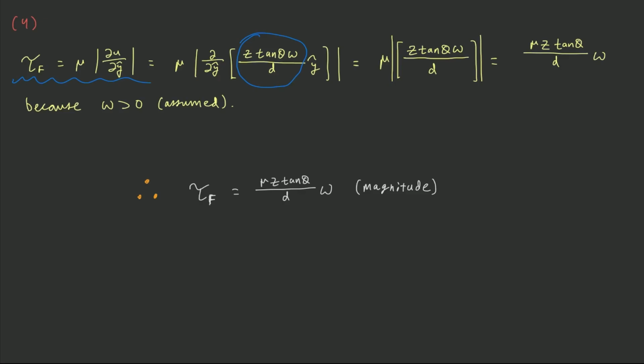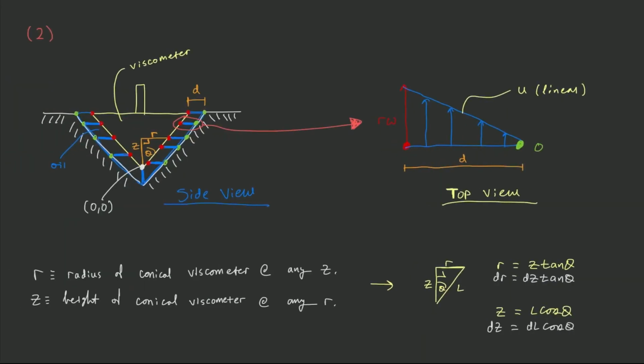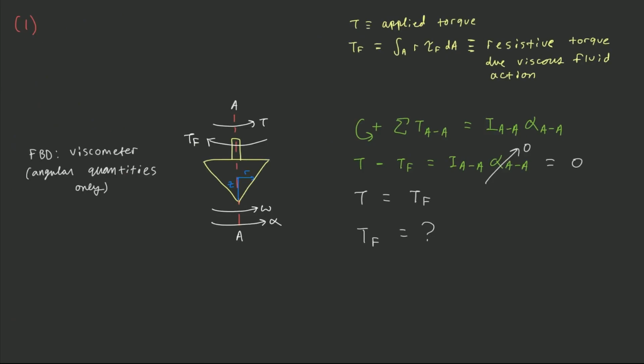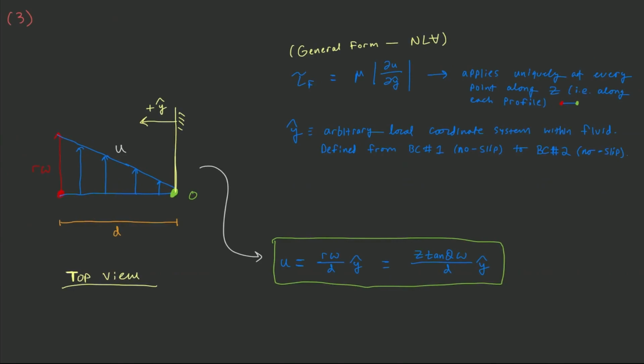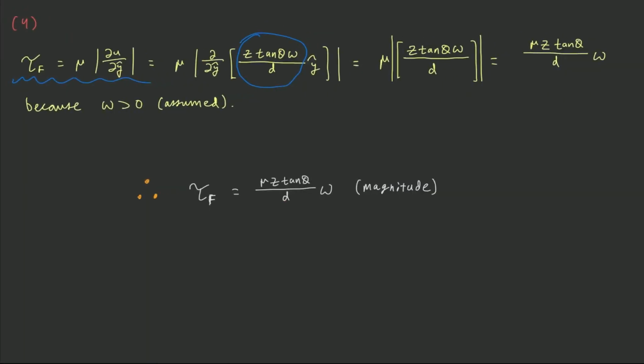Now we note that since we assumed omega is positive all the way back in our free body diagram, this is the positive direction. Then we go to our absolute value and see that z is defined as always positive. It's the height of the conical viscometer, basically, starting from the point. Tangent of theta is positive. We've assumed that theta is less than 90 degrees. Omega has been assumed positive. D is a distance. And so this quantity is already positive. So we could just say that tau f, or the viscous shear stress within the oil at any given z, is equal to mu z tangent of theta over d times omega.